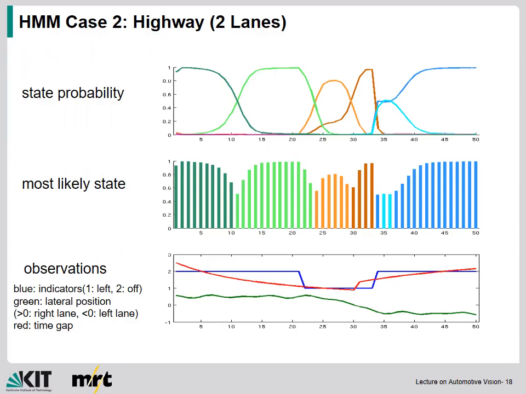The green line shows the measurement of lateral position, where 0 is the position at which the two lanes touch each other. Positive values are positions on the right lane, and negative values are positions on the left lane. So in this case, we observe positions first on the right lane, and then from point in time 22, 23, the lateral positions are changing, and then later on we observe negative positions, that means positions on the left lane.